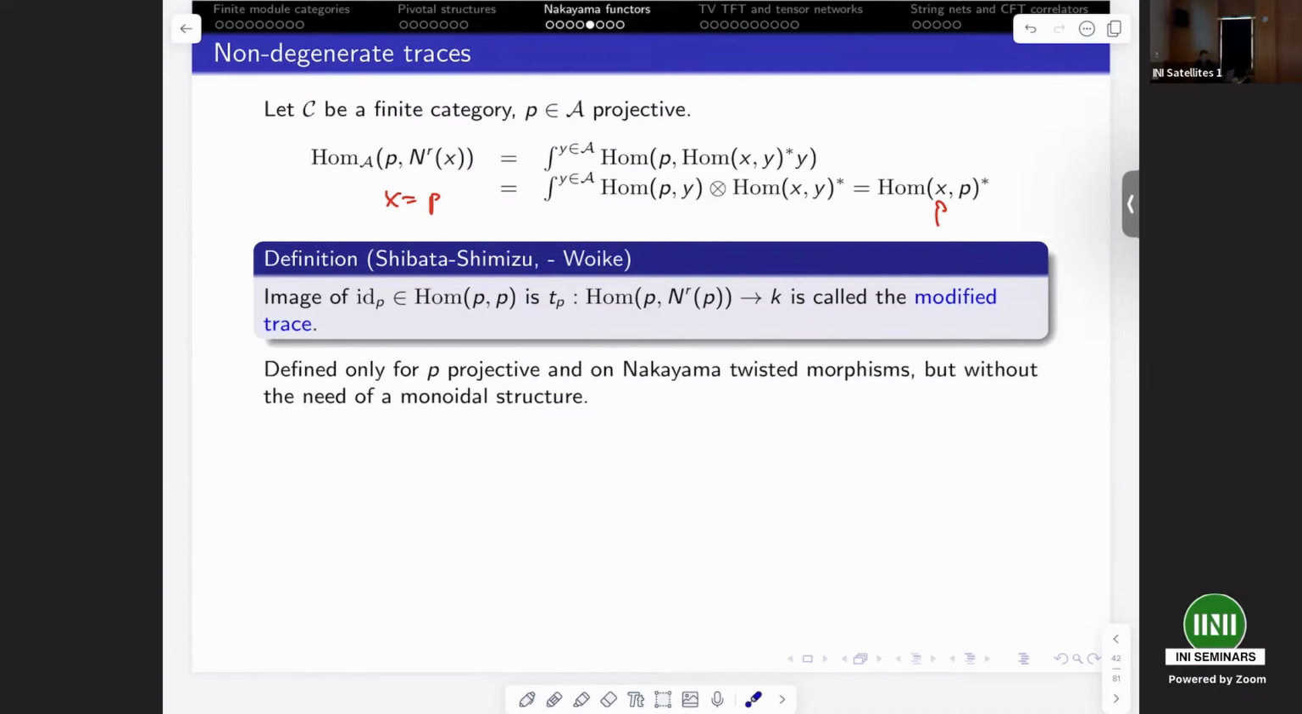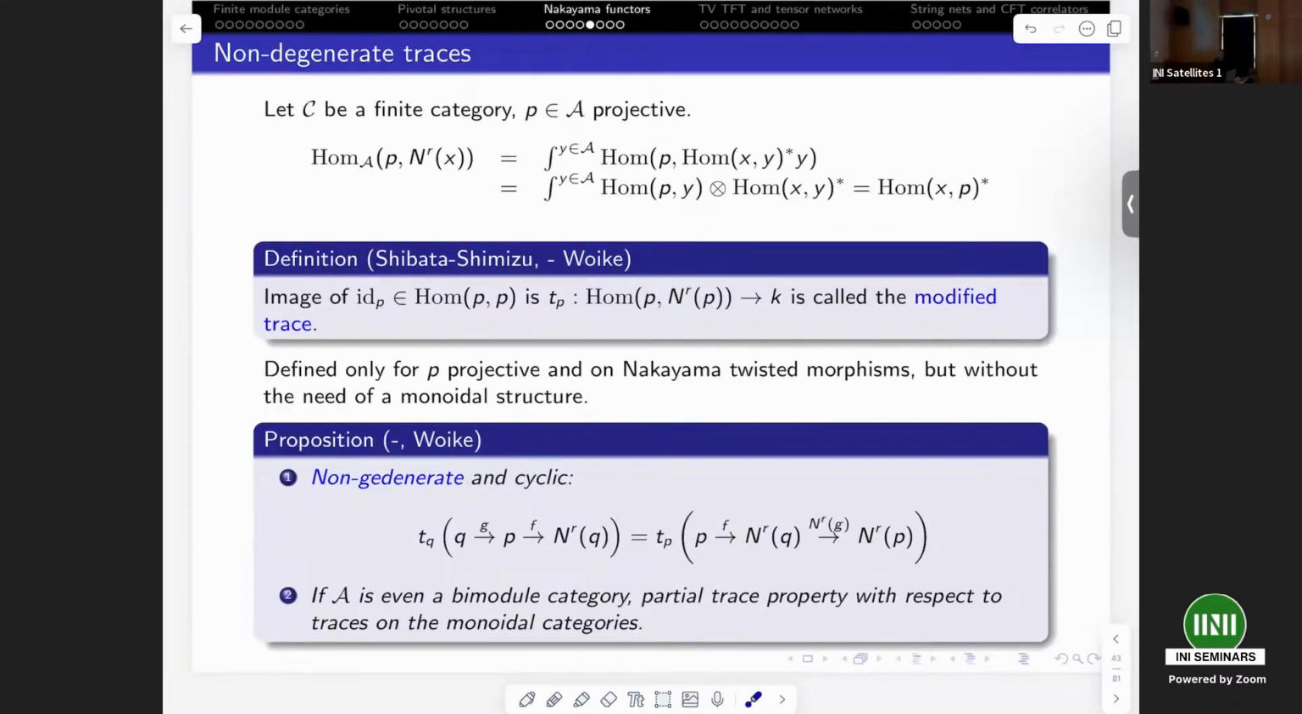So the identity gives us a linear form on Hom spaces of the form Hom(P, N_R(P)). So we naturally get for any projective object such a linear form, not on endomorphisms, but on endomorphisms twisted by the Nakayama functor. I call it here the modified trace because it will be shown in a moment to have the properties of a trace. And notice that these are just categories. I never said anywhere that the categories are monoidal. And if you're teaching linear algebra, you usually teach the trace before you teach the tensor product.